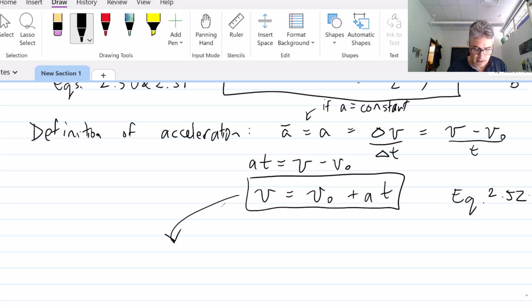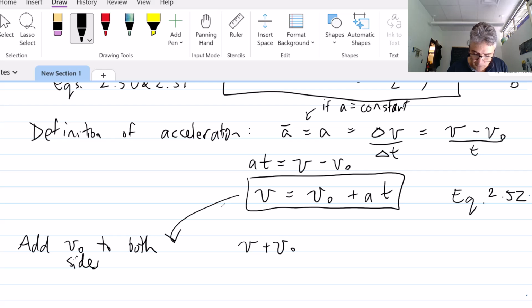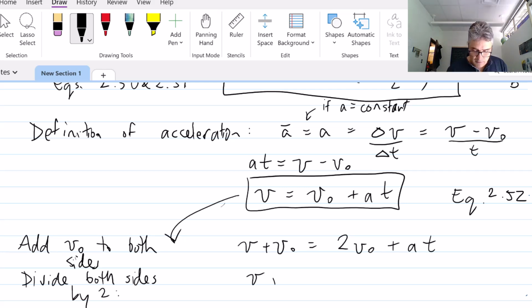And the next thing I'm going to do, which is going to look a little weird, is I'm going to take this equation. I'm going to add V0 to both sides. So V plus V0 is equal to 2V0 plus A times T. And then I'm going to divide both sides by 2. V plus V0 over 2 is equal to, this divided by 2 is just back to V0 plus 1/2 times A times T.